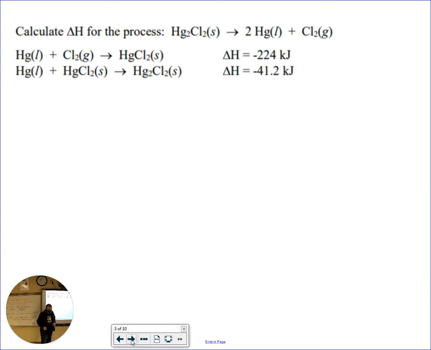Hess's law is all about finding the difference in enthalpy from where you start to where you end up. It doesn't matter what pathway you take to get there. The only things that are important are the starting point and the ending point. So we can look at this like we look at pieces in a jigsaw puzzle.